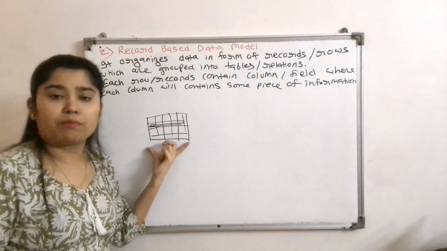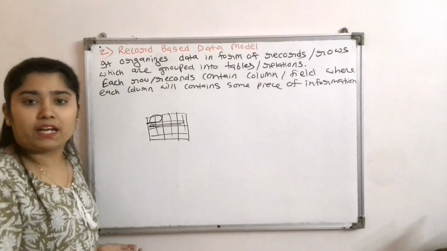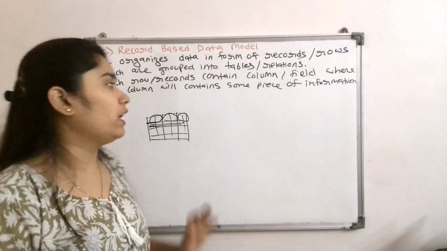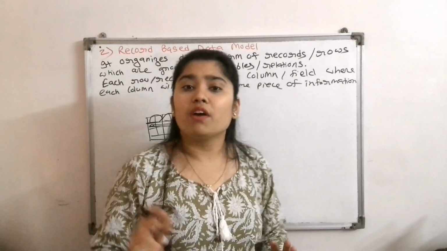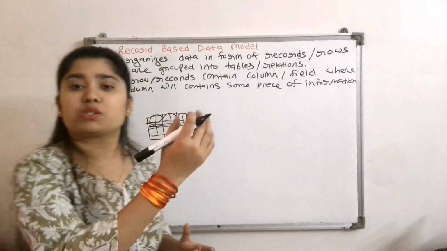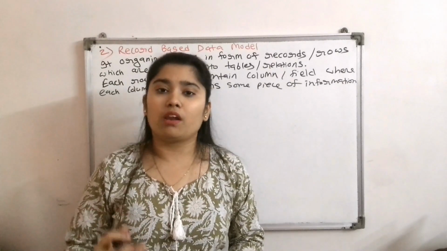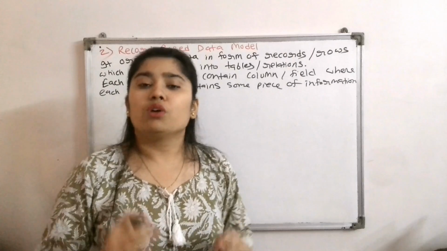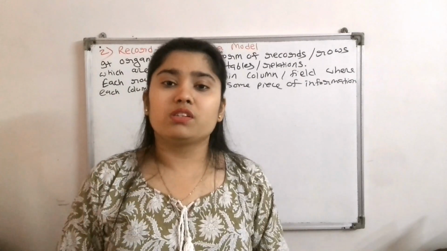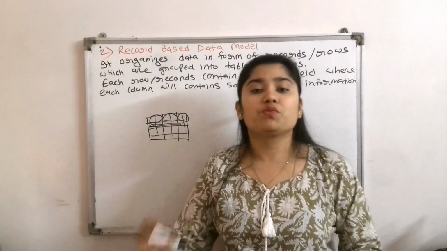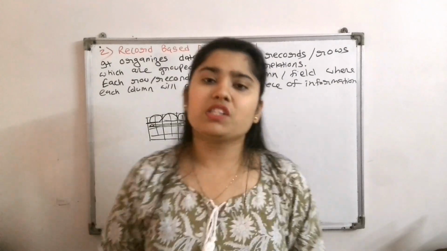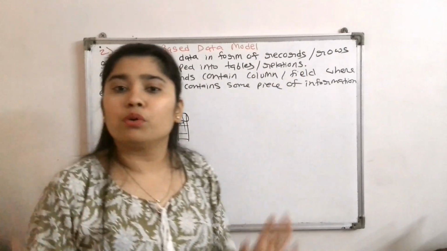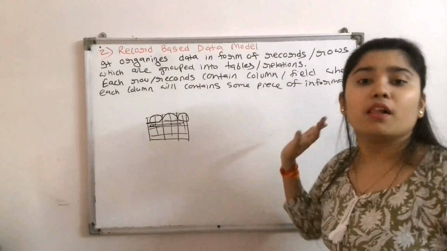Obviously, suppose it is a student table. So the first column is student ID, second column is student name, and third column is marks, anything. So each column will contain some piece of information. The first column has the student ID, so all the rows of that column will have the student ID. So this is what the record based data model means. Simply, record based data models store the data in the form of tables which contain rows and columns, in which the rows are called records and columns are called fields. Okay, I hope you are clear what the record based data model means.